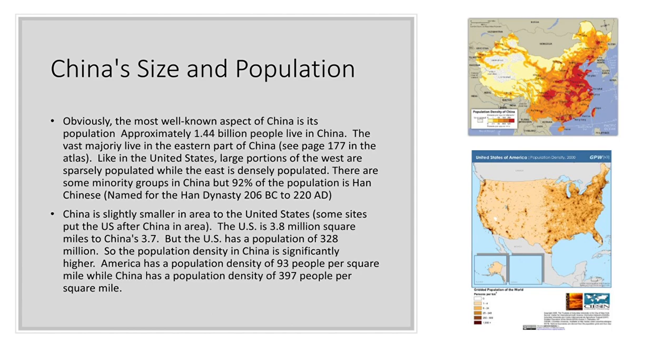But the big difference is the population. We have a population of 328 million in that 3.8 million square miles, and they have a population of 1.44 billion. So population density overall in the United States is about 93 people per square mile. And in China, they have a population density of 397 people per square mile. And considering how thin the population is in the western part of China, you can just imagine how crowded the different areas of China can be in the east.